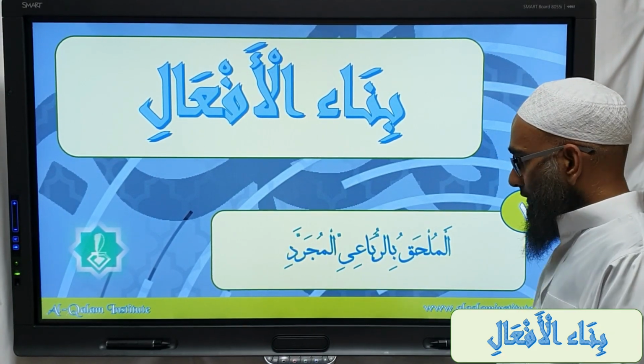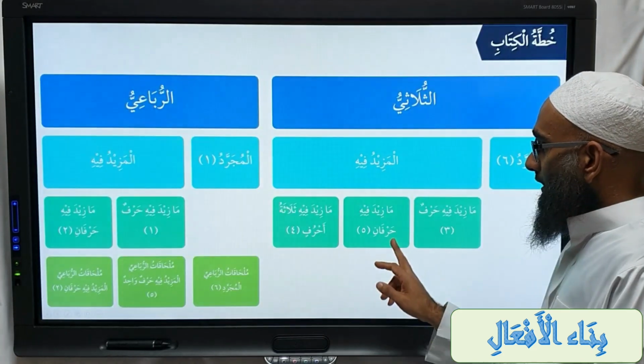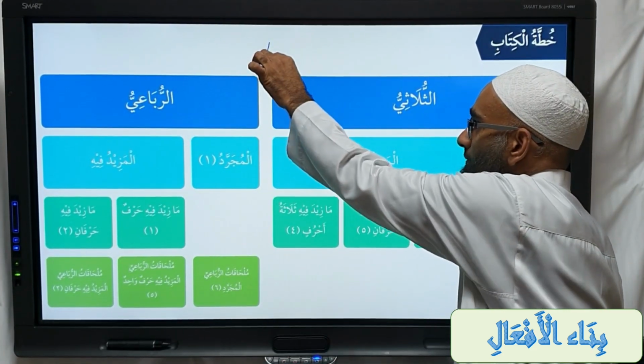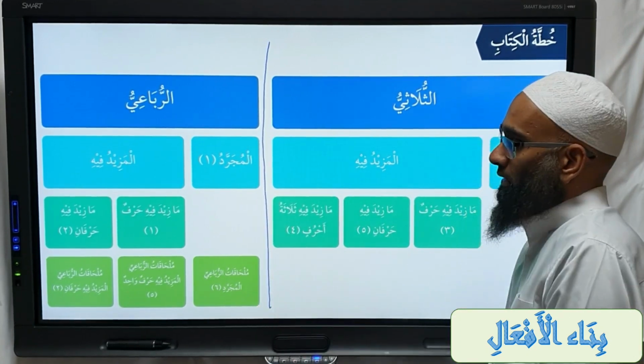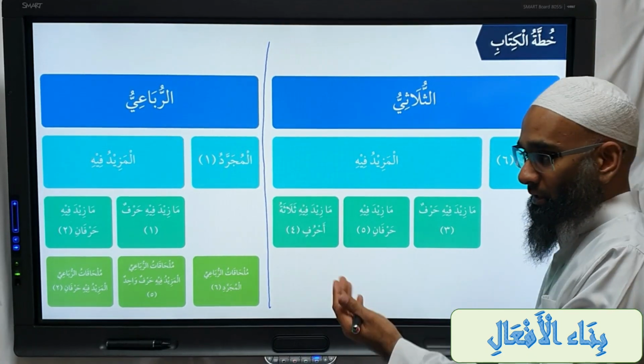So now today we're moving on to the next section. As usual, before we go to the next section, we have a quick recap. So where are we so far? We've divided the book into two sections. Well, the book is divided, we didn't divide it. The book is divided into two sections, the Thulathi and the Ruba'i.